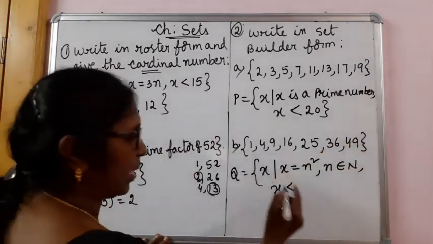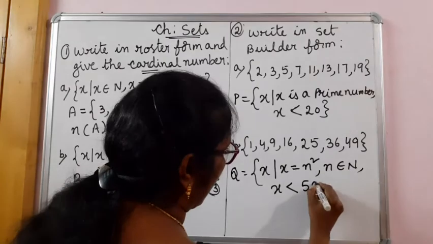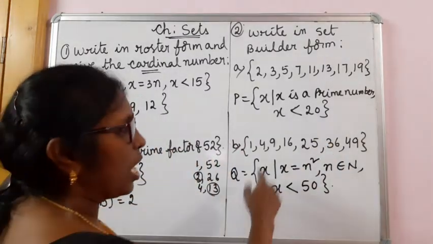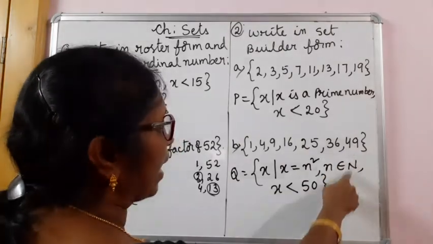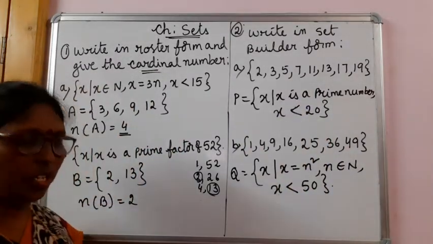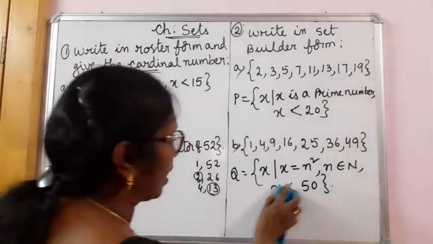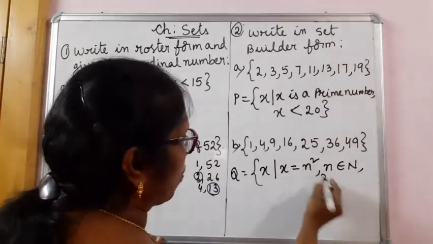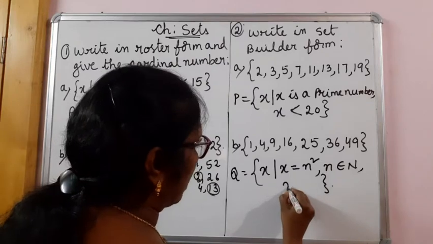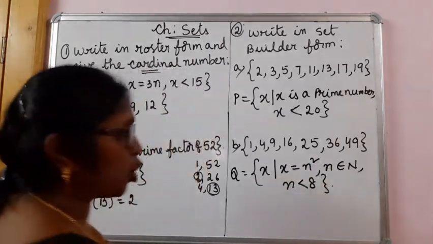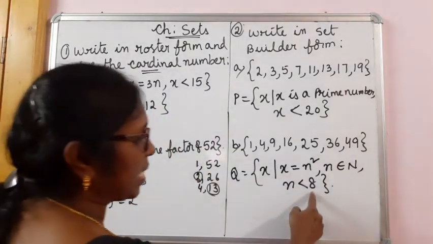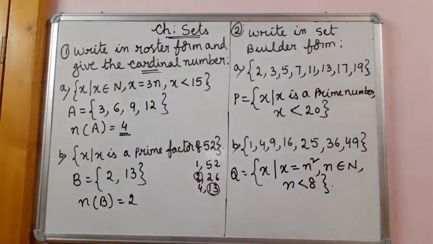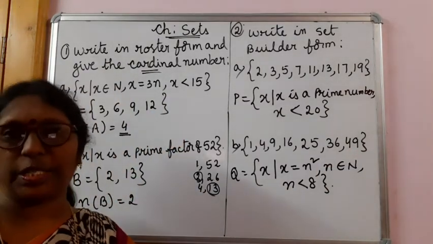1 to 49 are there. You can write x is less than 50. X is less than 50 I wrote. If you write n, you can write n is less than 8. Or this way also you can write. If you won't write x, you can write x equal to n square, and n belongs to natural numbers, n is less than 8 also can be written. That means less than 8 is up to 7. 7 square is 49. Any way you like, you can do.